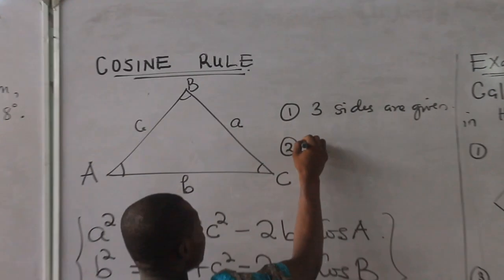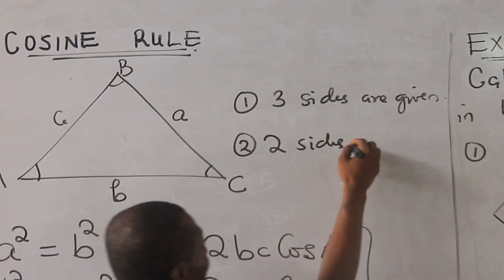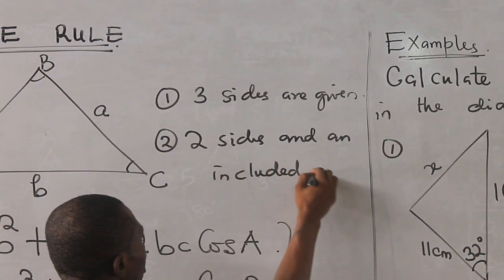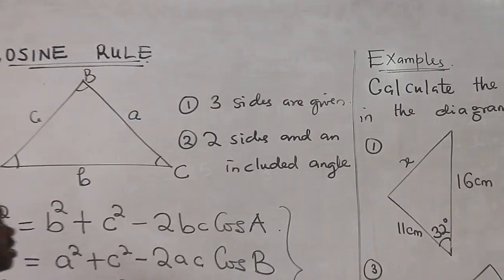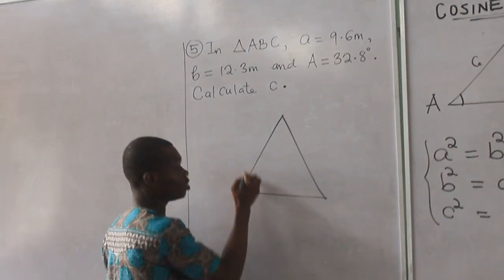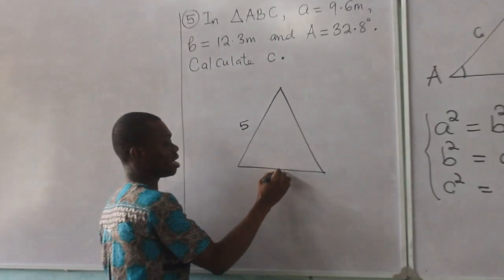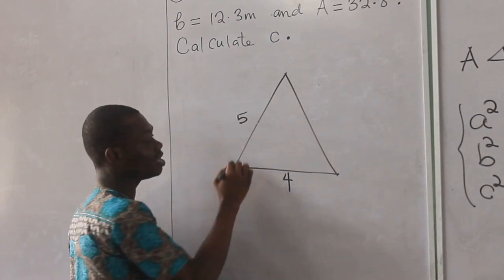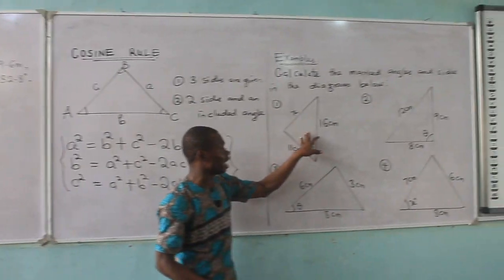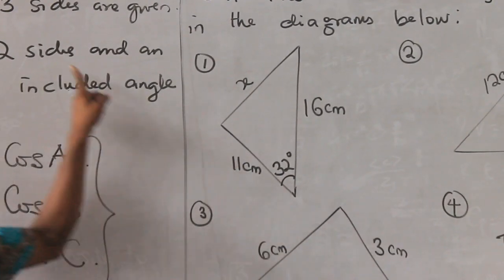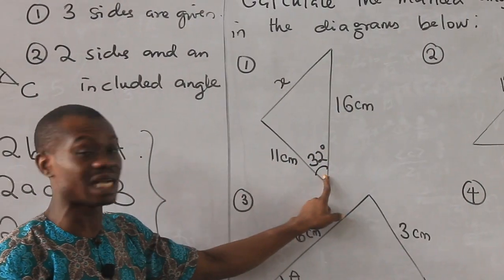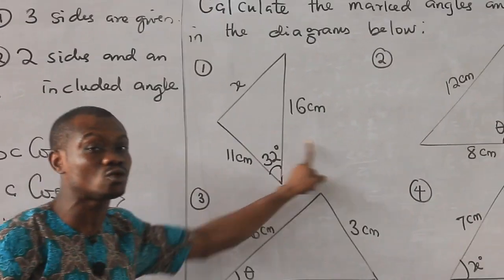And then two, if two sides are given and an included angle. Okay, so the question now is, what is the meaning of an included angle? So look at it here. If you are given a triangle of this form and you are given two sides, let's say here is 5 and let's take here to be 4. An included angle is the angle between the two sides. So you can see the examples we have here. Look at this. This example here is showing us this condition. Two sides are given and there is an included angle. An angle between the two given sides.